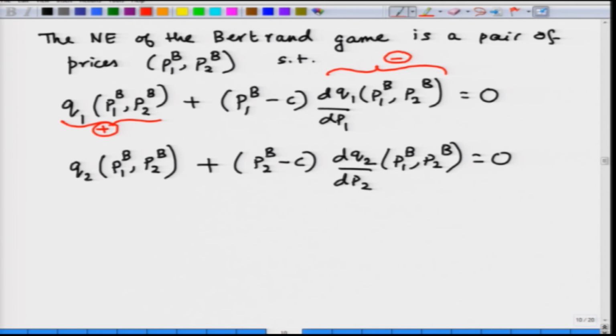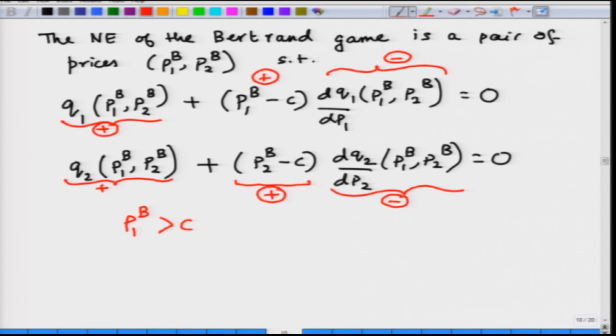So, it must necessarily mean that this expression be positive. So, essentially it implies that P1B must be necessarily greater than C. Similarly, from the second condition, I have Q2 which is positive, dQ2/dP2 is negative. So, it must then mean that this expression be positive for the equality to hold. So, I have P1B greater than C and P2B greater than C.